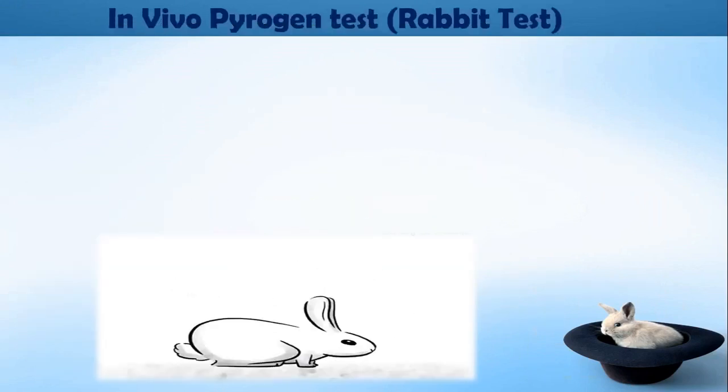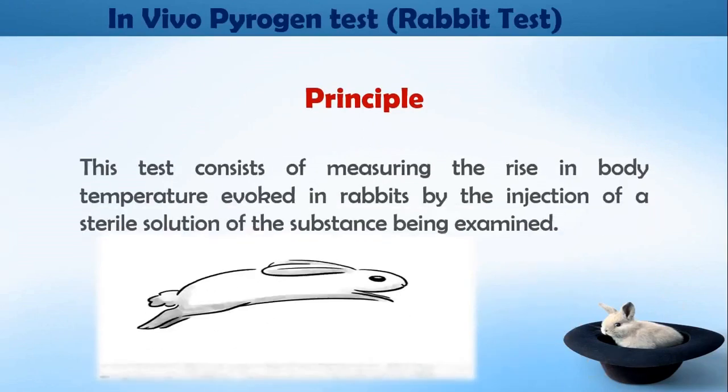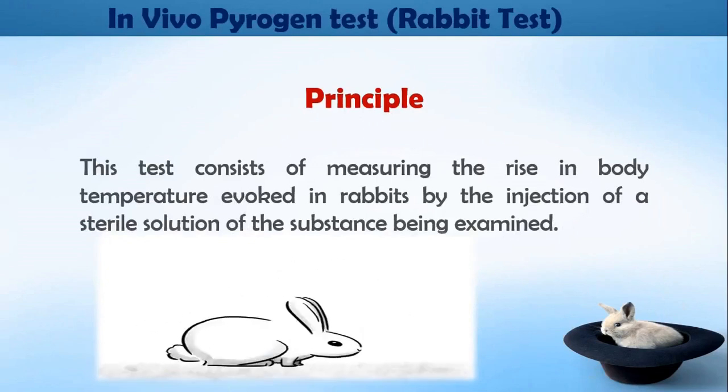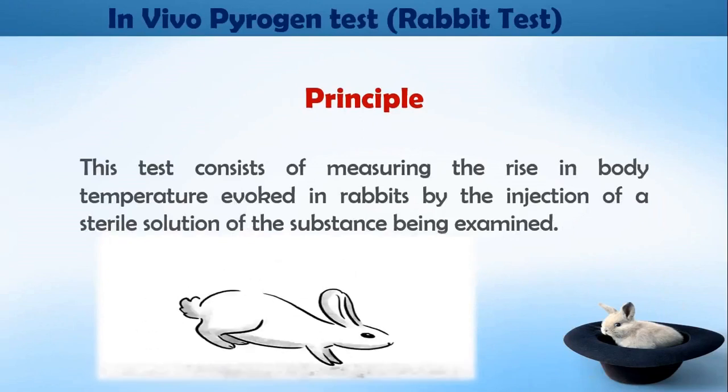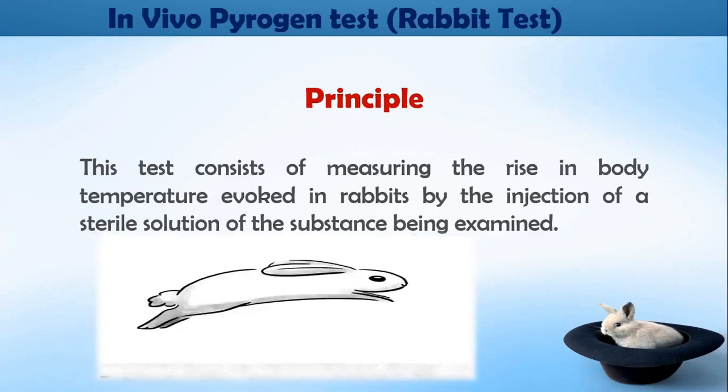In vivo pyrogen test. The principle: this test consists of measuring the rise in body temperature evoked in rabbits by the injection of a sterile solution of a substance being examined.